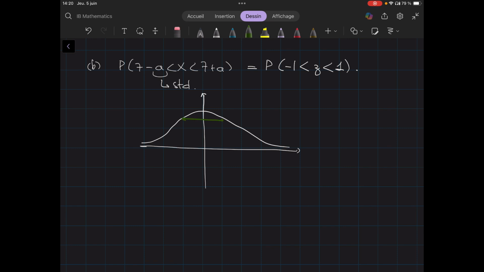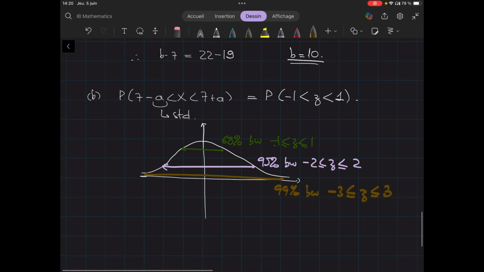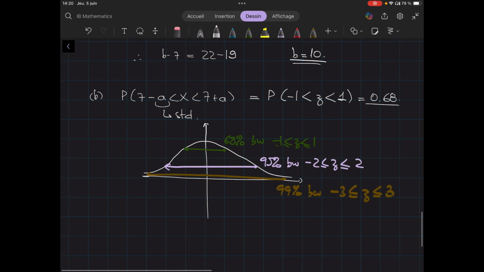68% of the distribution will be between -1 and 1. 95% will be between -2 and 2. You can include the equal sign, it doesn't matter. And 99% would be between -3 and 3. So therefore, the final answer is 0.68. Done.